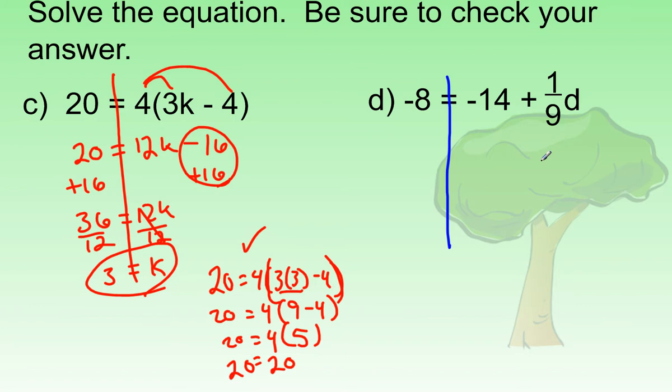So now, since we're going to get rid of this coefficient last, we're going to get rid of the minus 14 first. And the way you get rid of a minus 14, if you remember from before, is by adding 14. Remember, this is a negative 14 plus this 1/9 d. So we need to get rid of this negative 14 by adding 14 on both sides. Well, these cancel out. You get 1/9 d equals, on the other side, negative 8 plus 14. Let's see. That's going to give us a positive 6.